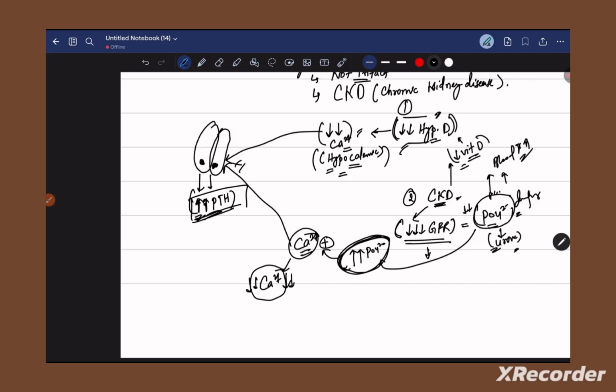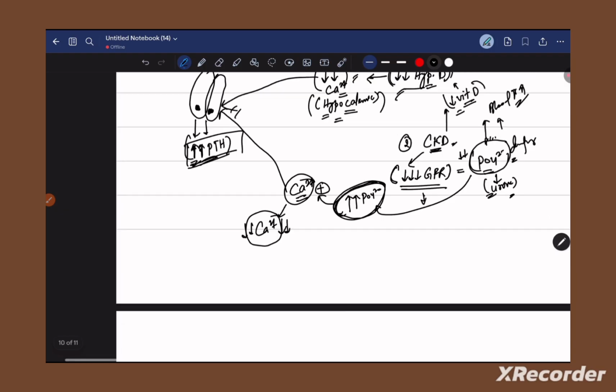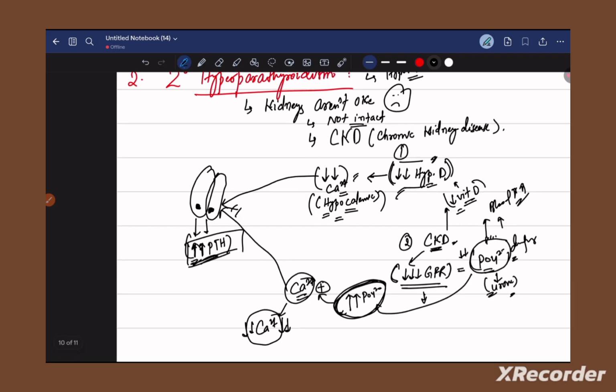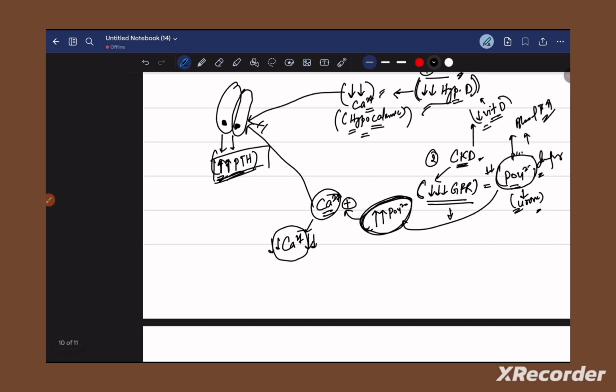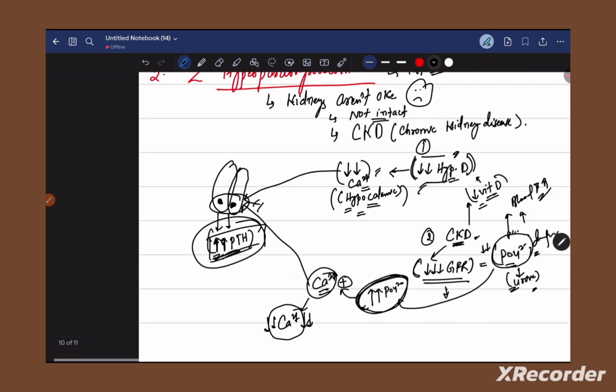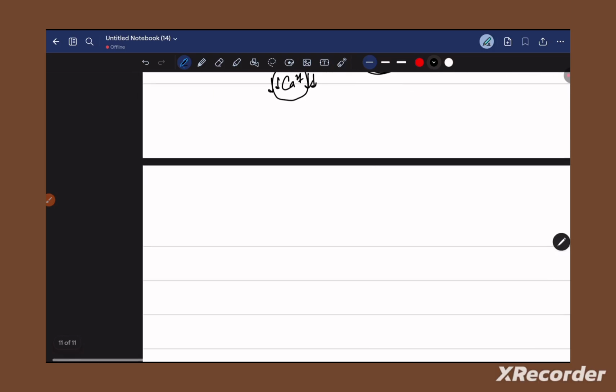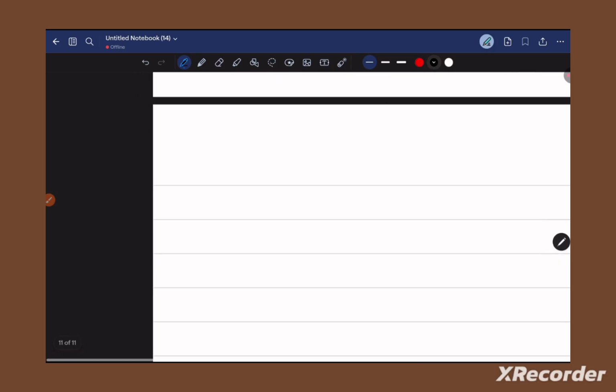So this is very important. So in secondary hyperparathyroidism, kidneys are not okay, they are not intact. Okay, this is the pathophysiology of how this PTH secretion increases, how these chief cells become hyperactive. In primary it was adenomas or neoplasias, but here the problem lies either in hypovitaminosis or CKD. Okay, so what will happen here?